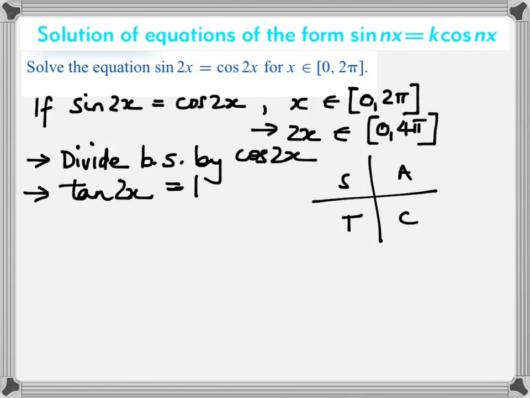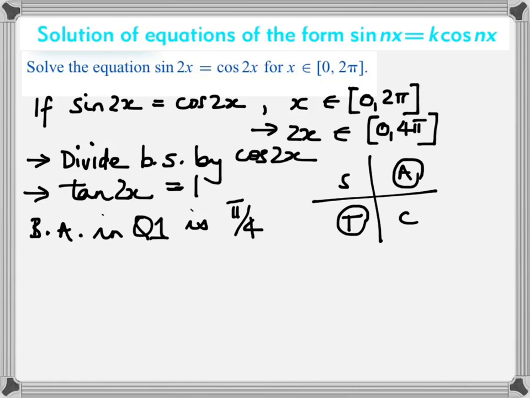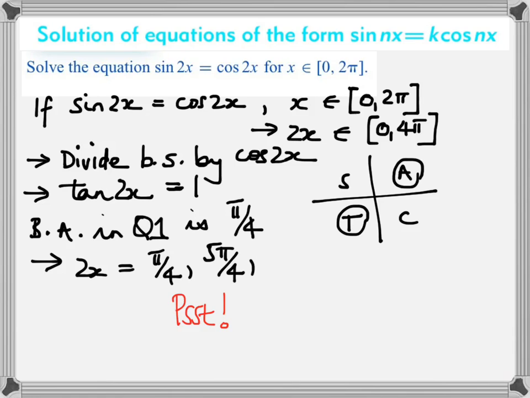So, let's dig our CAST diagram out and work out which quadrants we want, and it's those two quadrants for positive tan. And what is our basic angle? Our basic angle, which has a tangent of 1 in quadrant 1, is pi on 4. So all we've got to do now is say that our 2x equals pi on 4 from quadrant 1, 5 pi on 4 from quadrant 3, and then just keep adding pi to each term because tan has a period of pi. So each solution will be pi more than the last one.